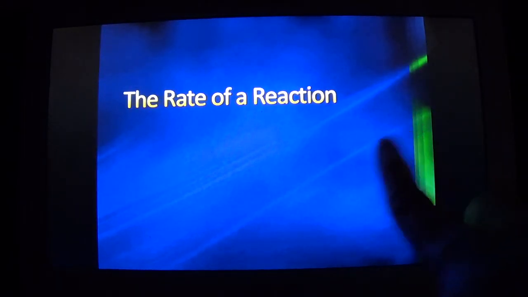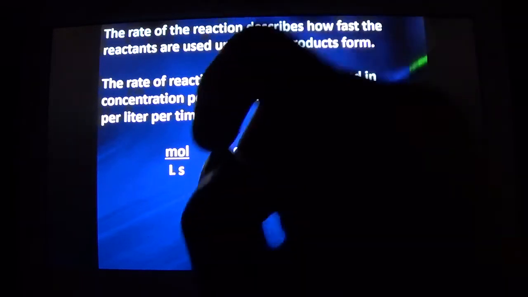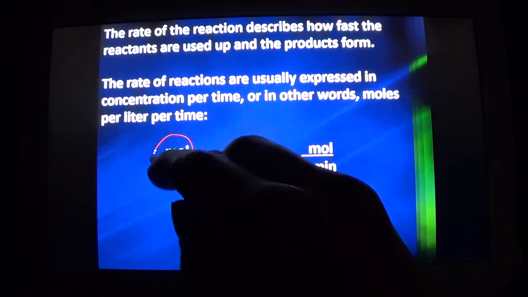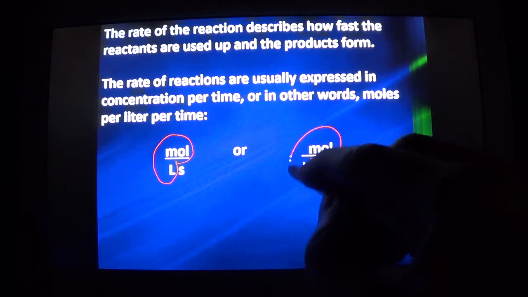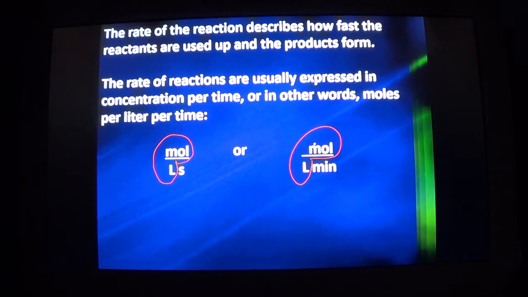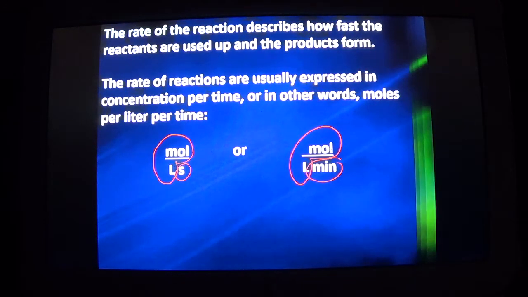So let's look at the rate of reaction. Rates of reaction describe how fast reactants are used up or how fast products are created. And rates of reaction are going to have a concentration term. So check out how we have molarity, moles per liter. There's a concentration. And then we have a time term. And it can be seconds, minutes, hours, days, whatever is appropriate.